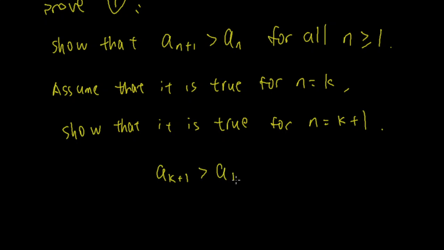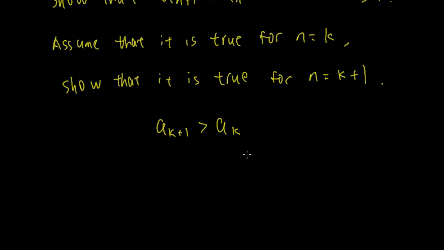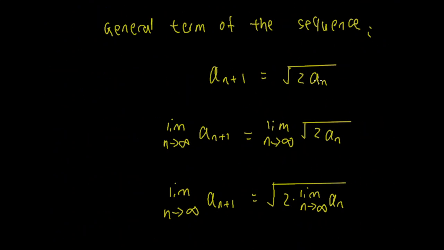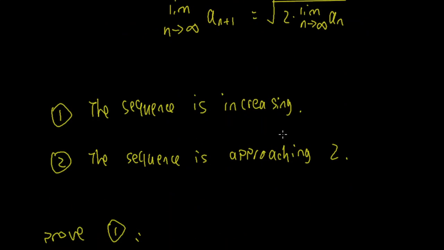It's greater than a of k. Okay, so let's proceed with this. What we do is multiply both sides by 2 because we want to make it into the form of the general term, right? And then take the square root.